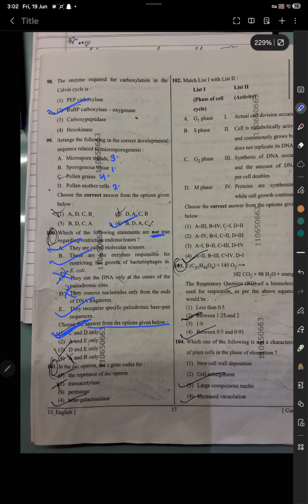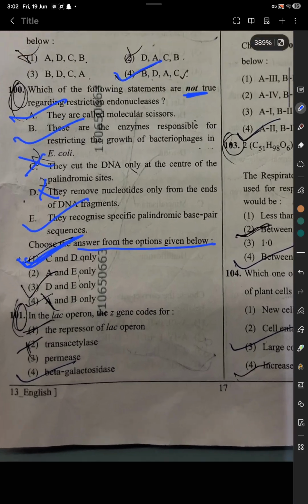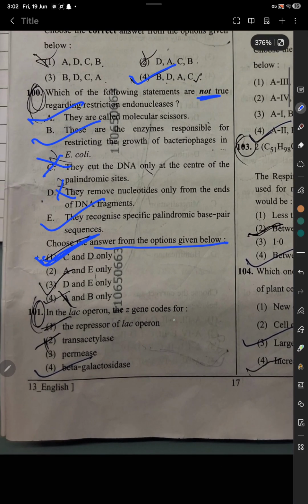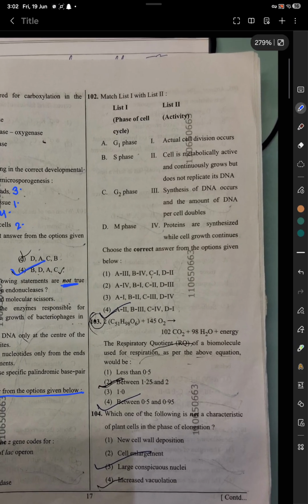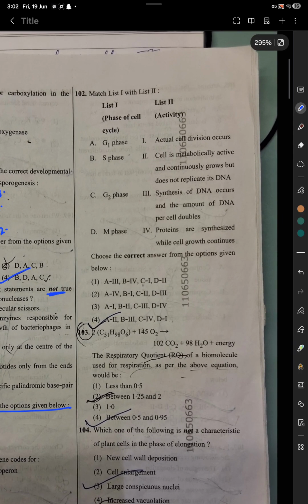Then question number 101, in lac operon the Z gene codes for? Then option number 4 is your answer, beta-galactosidase. Then question number 102. So here are phases of cell cycle and activity, so you need to match this also.